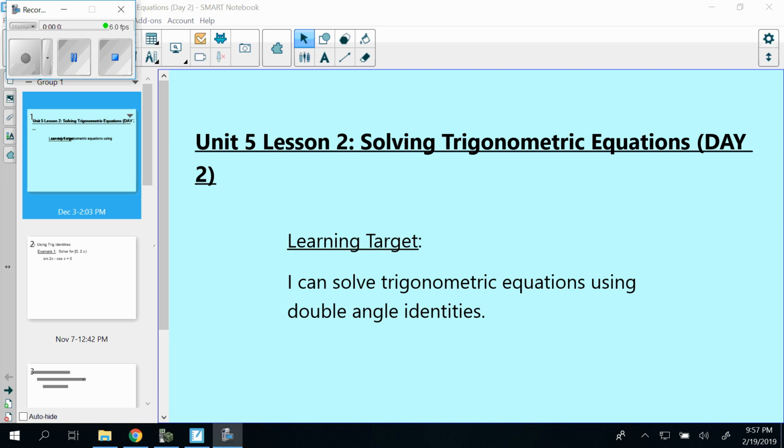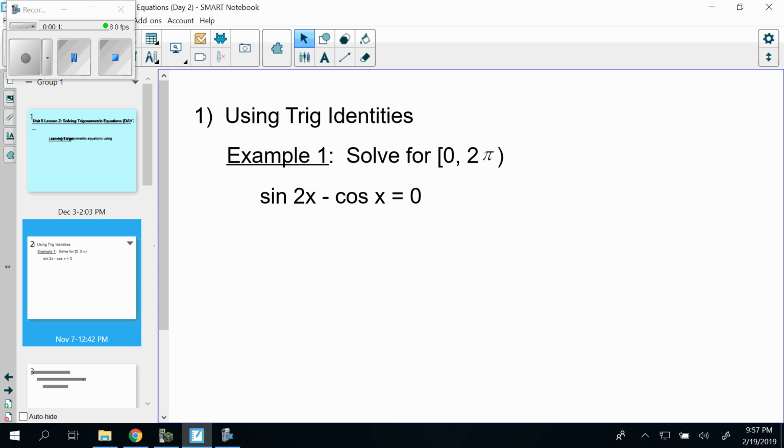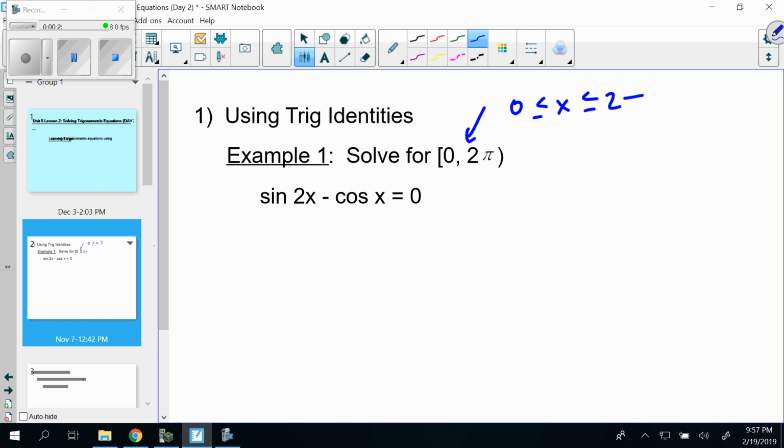Okay, today we're going to look at more solving trigonometric equations. We want to be able to solve using some of the double angle identities that we've used before. Okay, this first example, they want us to find what are the solutions for x here in between 0 and 2 pi. Remember, this is boundary notation, meaning what's all the angles here between 0 and 2 pi radians.